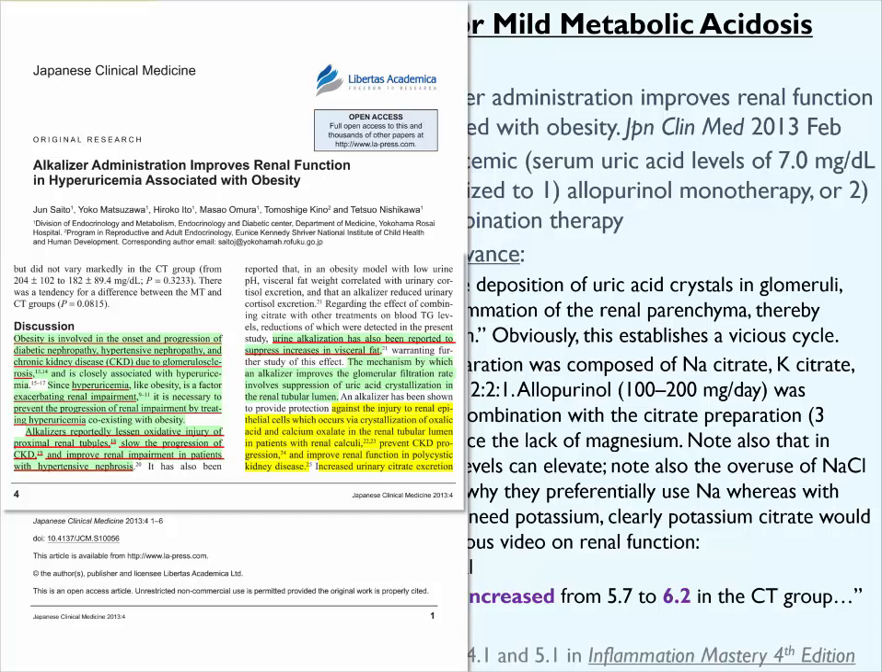Alkalinization reportedly lessens oxidative injury of proximal renal tubules and slows the progression of chronic kidney disease. Alkalinization also improves renal impairment in patients with hypertensive nephrosis. In the second column on this page, you'll also see that the authors note that urine alkalinization has also been reported to suppress increases in visceral fat. So how could urine pH affect visceral fat deposition?